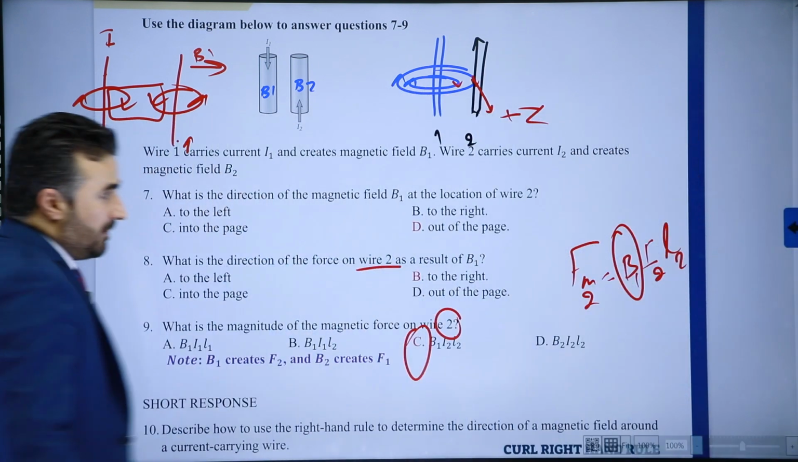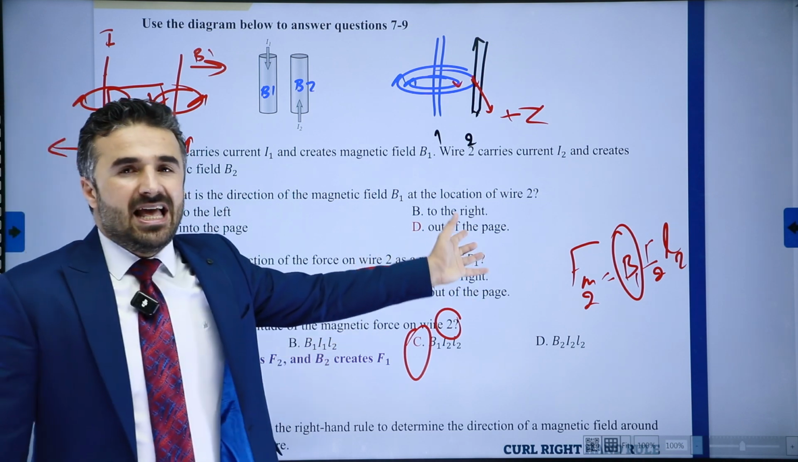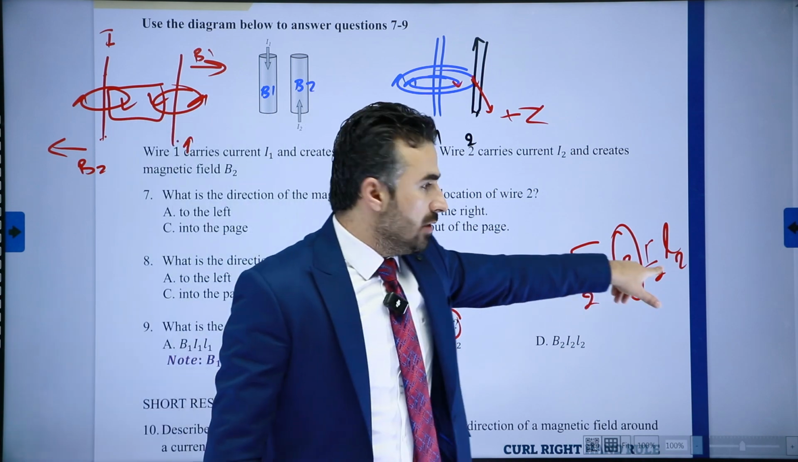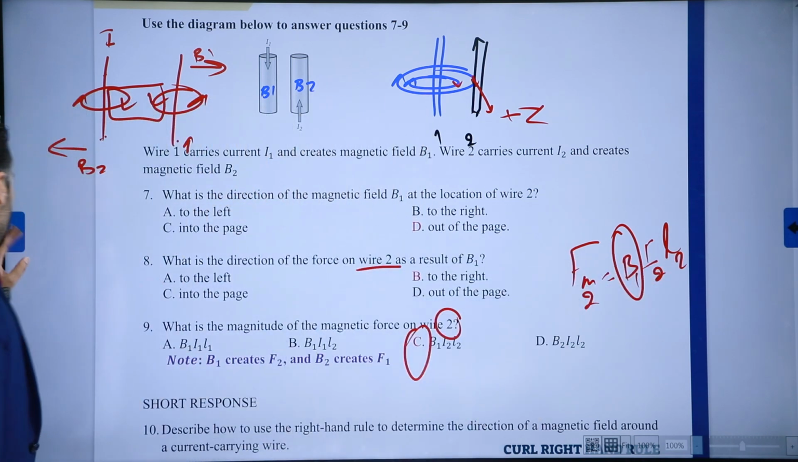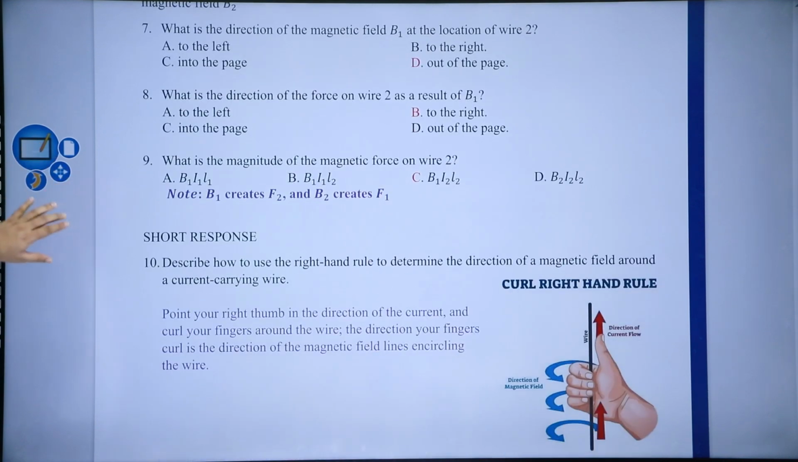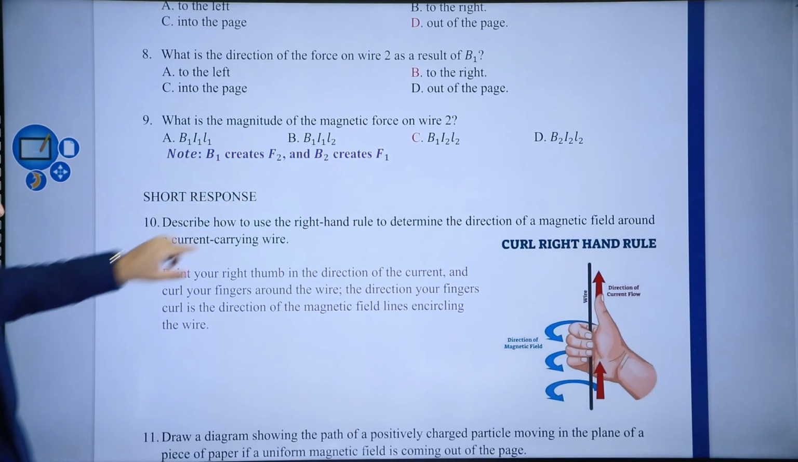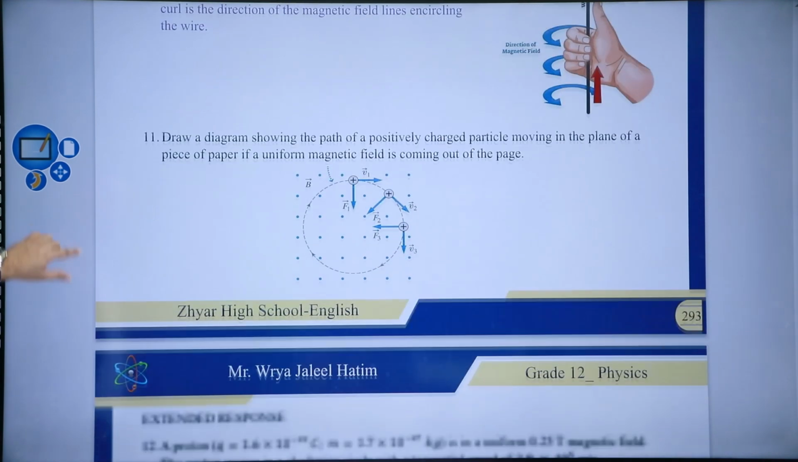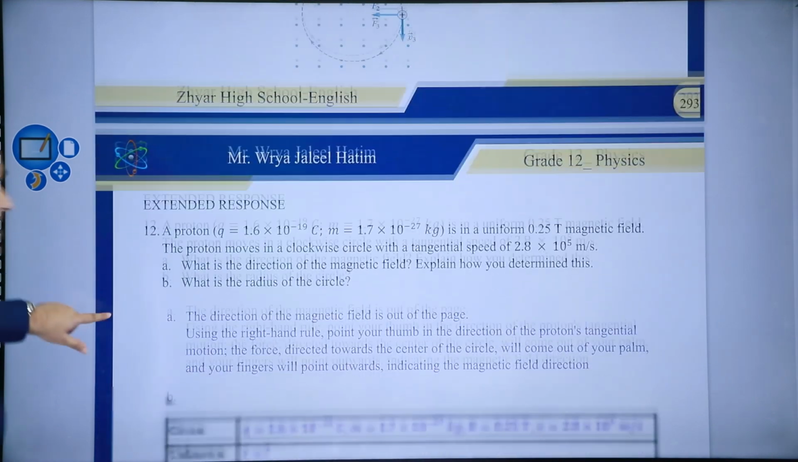What if the question was the magnetic force on wire 1? Of course, it's going to be B2 I1 L1, okay? Because the magnetic field of one wire causes the force on the other wire, and this note is also very important. Okay, and this is easy. We've gone through this one here. This is also another easy one as well.